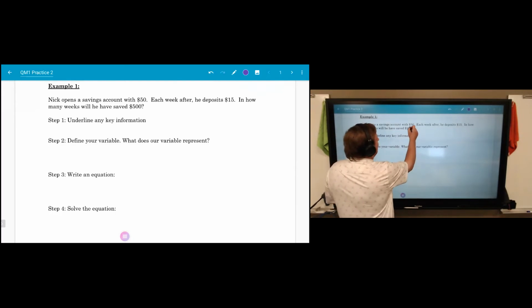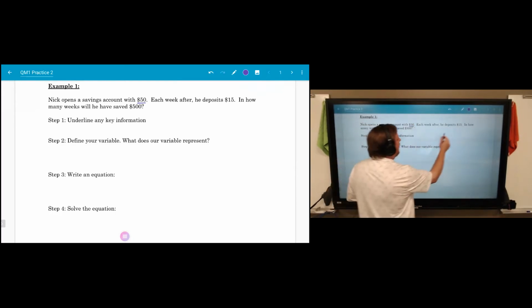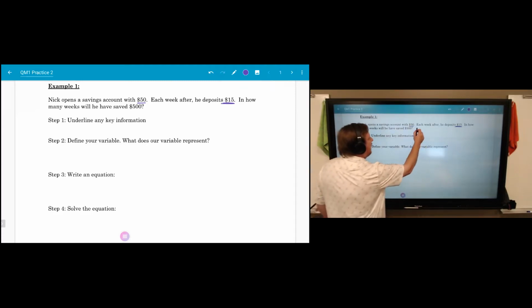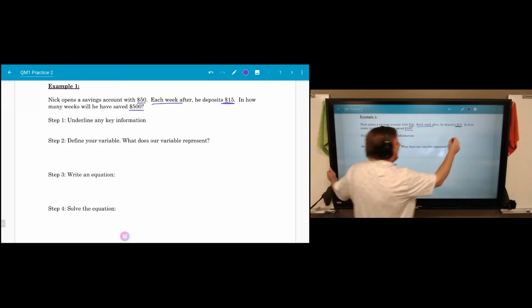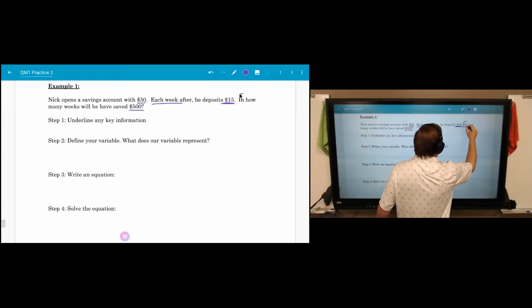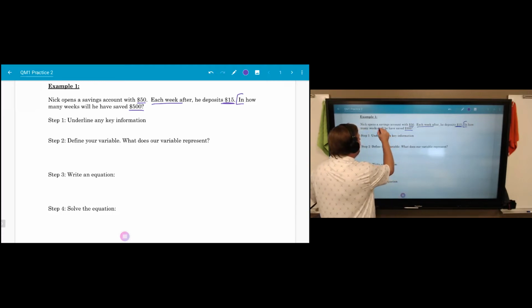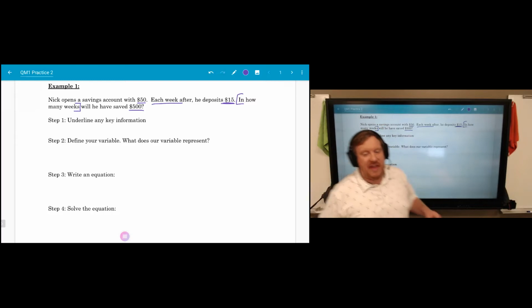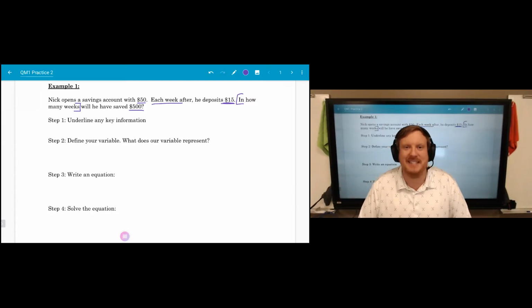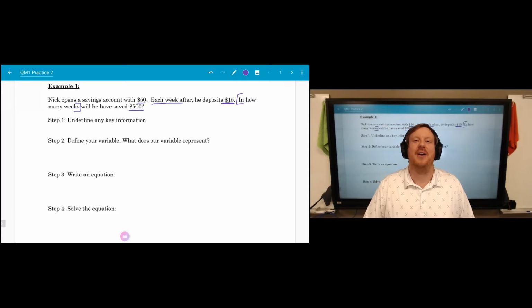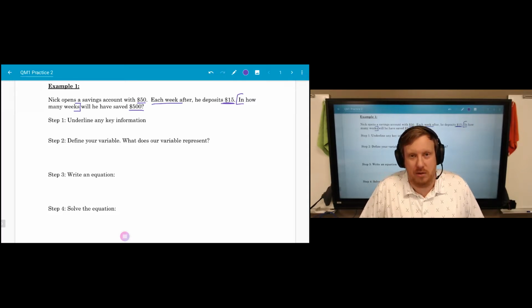Starting with $50, each week after he deposits 15. And how many weeks will he have saved $500? This is the thing that I'm going to put a little box around. In how many weeks will he? In how many weeks? That is the thing that we don't know. We don't know how many weeks, and that's okay because we call that a variable.